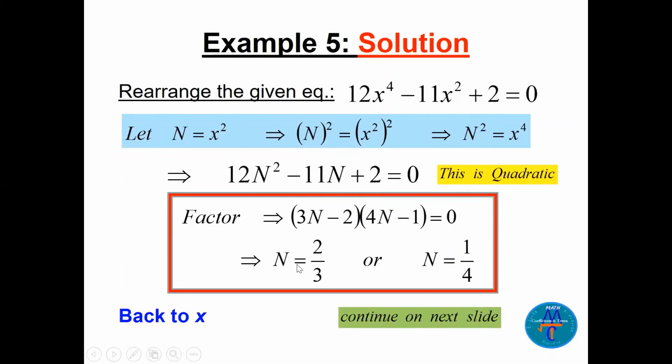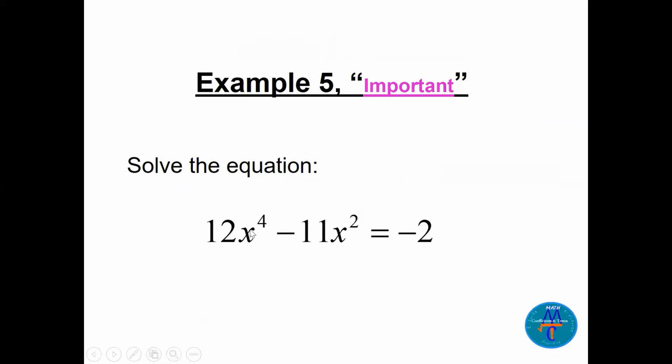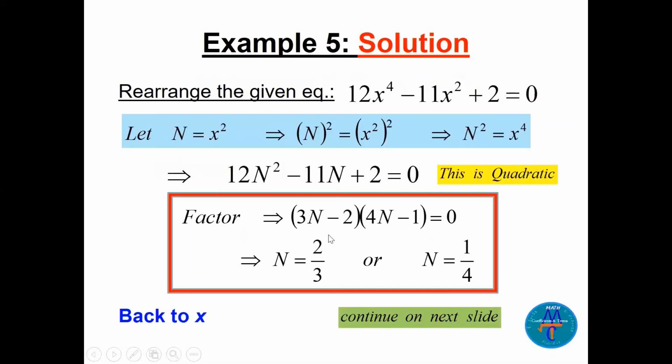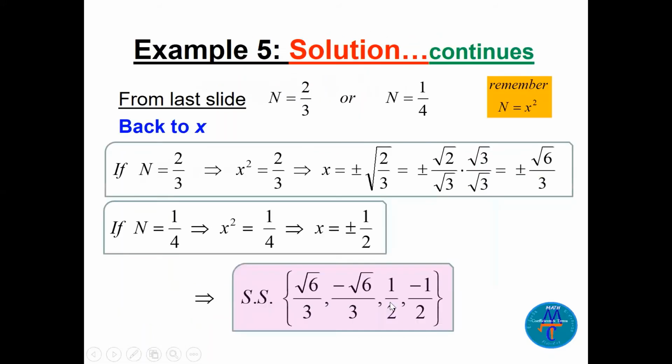Remember, there is no n in the question. See, this is our question here, only x. So always you have to go back to x. You see this one here? Back to x. Remember that. It comes directly with let n. If you don't like n, you can put y or k or whatever, d, c, e, etc. Let's continue in the next slide.